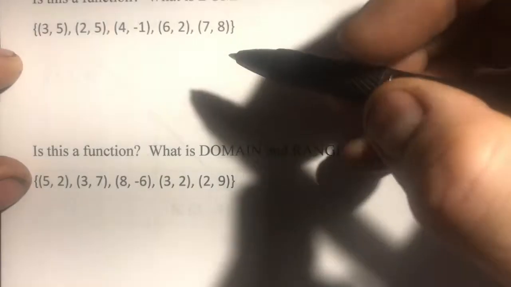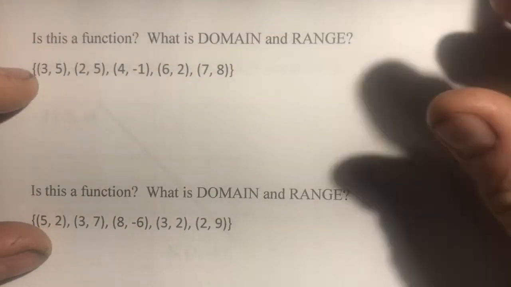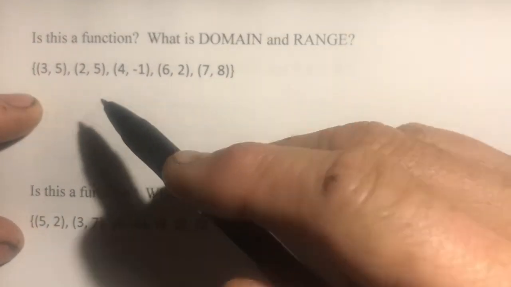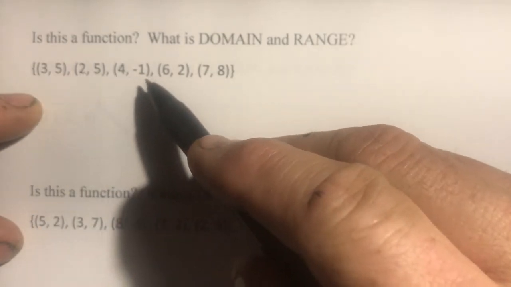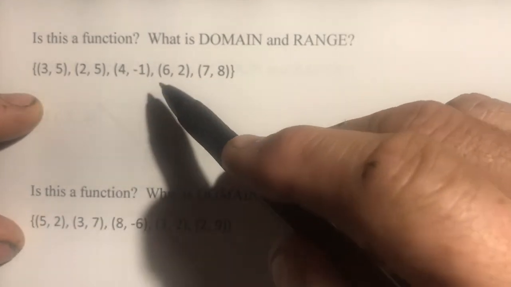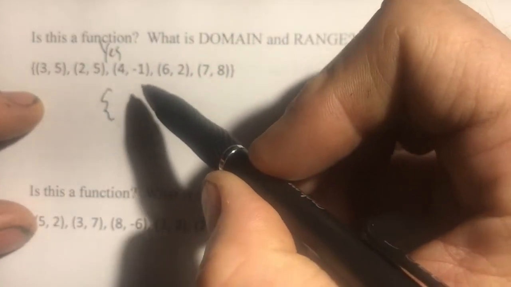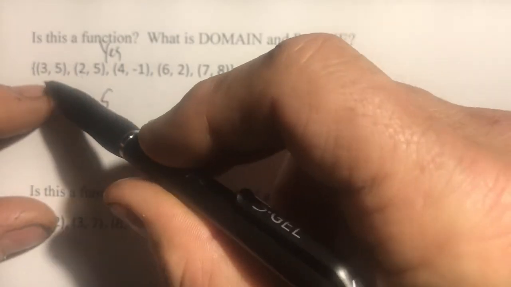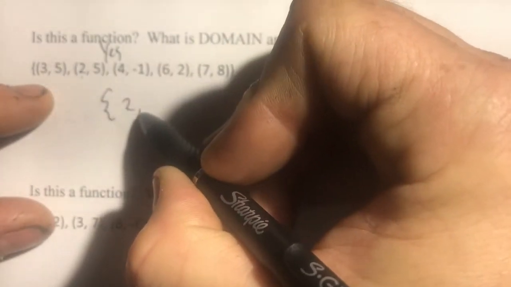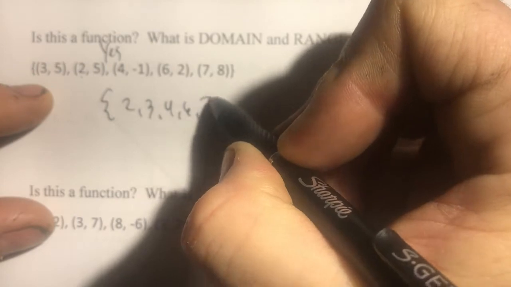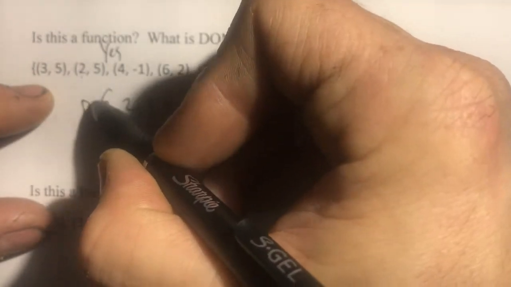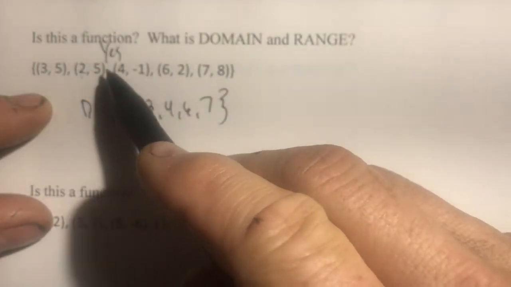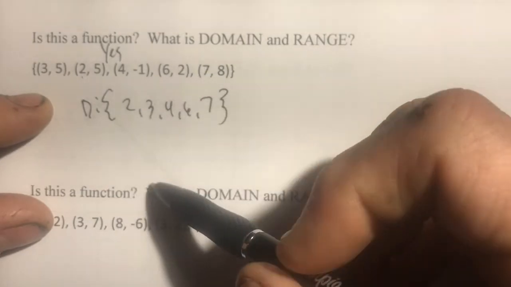What about this? Here's ordered pairs. Is this a function? Okay, so 3, 2, 4, 6. Don't look like I have a repeat on my x's. So yes, this is a function. What's the domain? I like putting them in order, but you don't have to: 2, 3, 4, 6, 7. This is my domain.